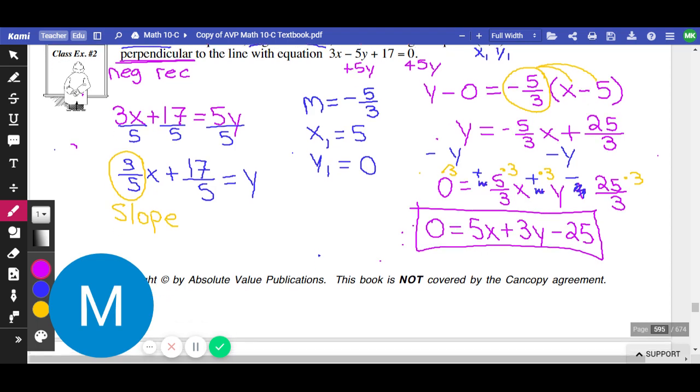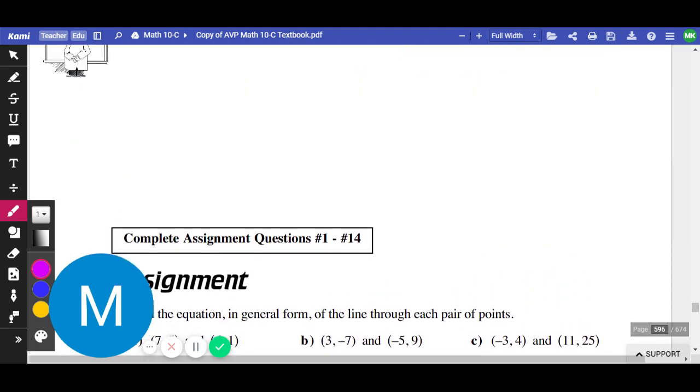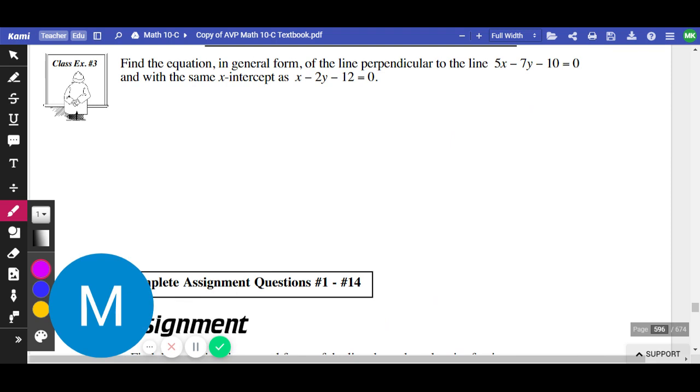Awesome. I think we have one left. All right. Same type of question. There's a slight trick to it, which we need to remember something from last unit to be able to do. We'll start off with find the equation in general form. Find the equation means create.